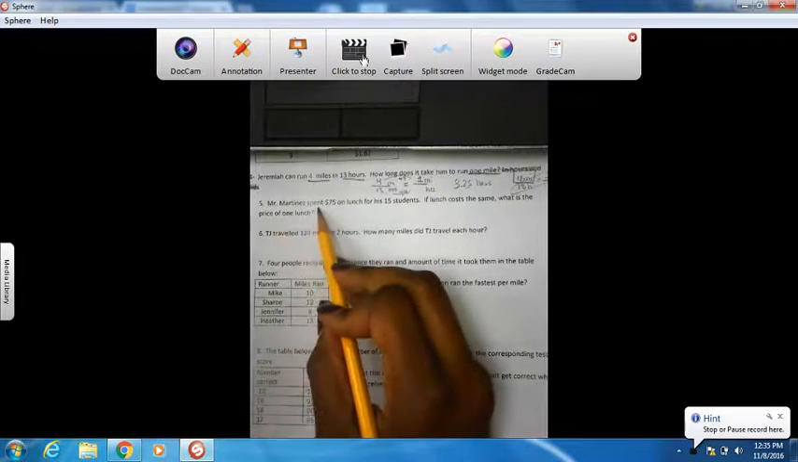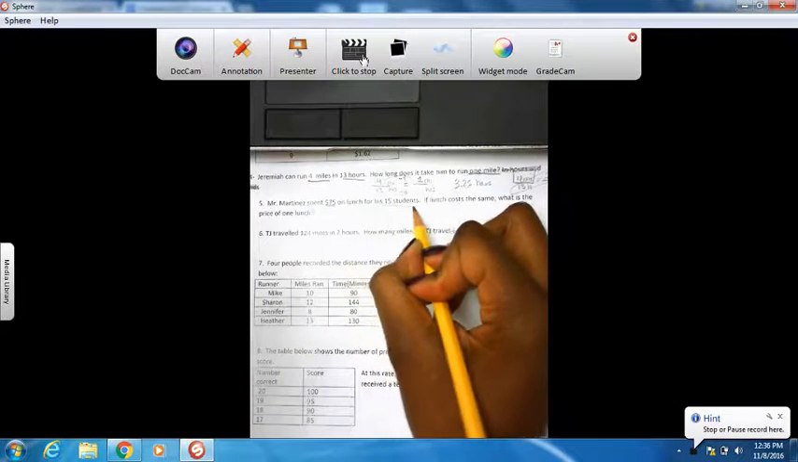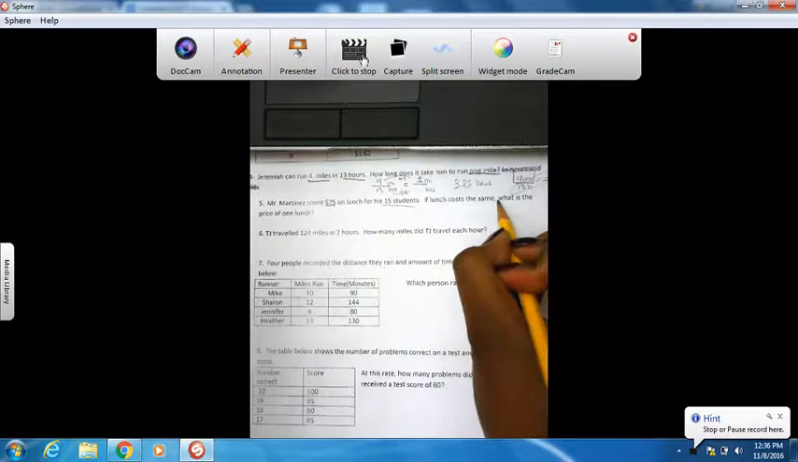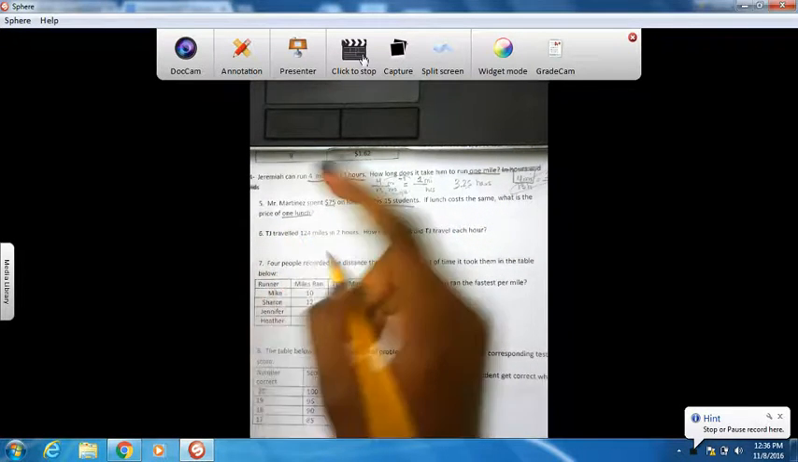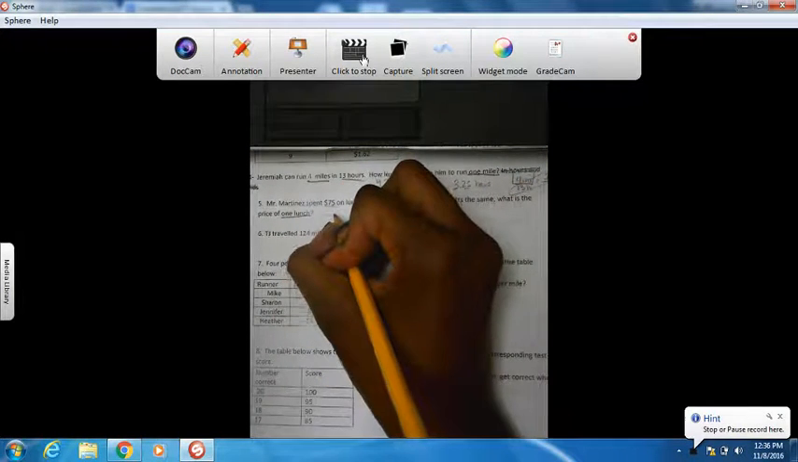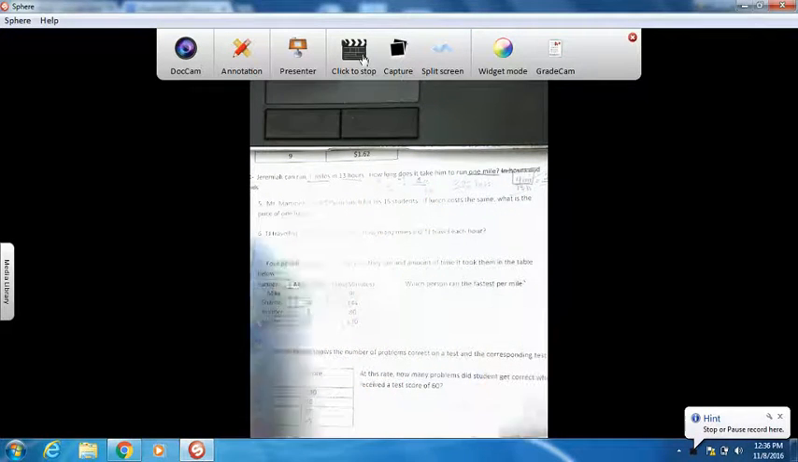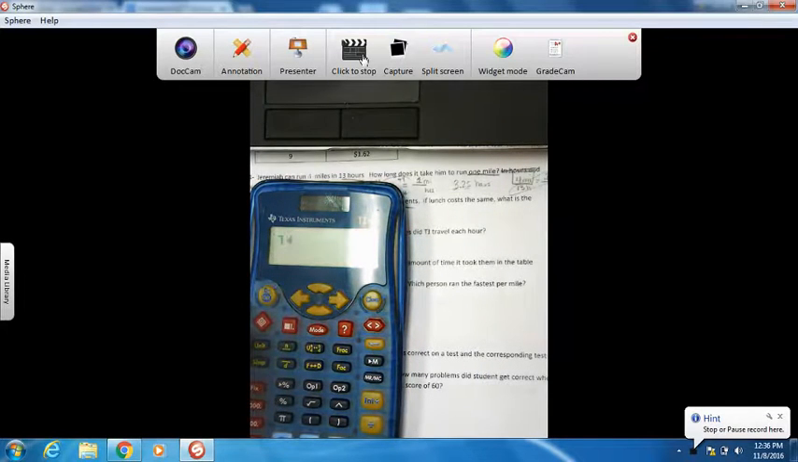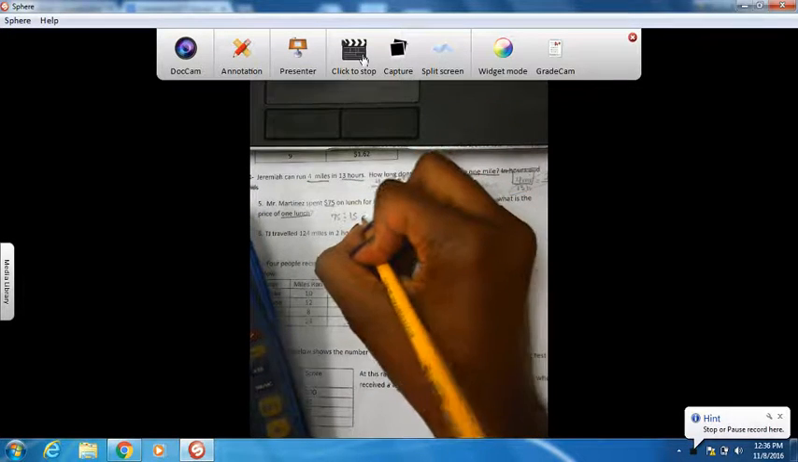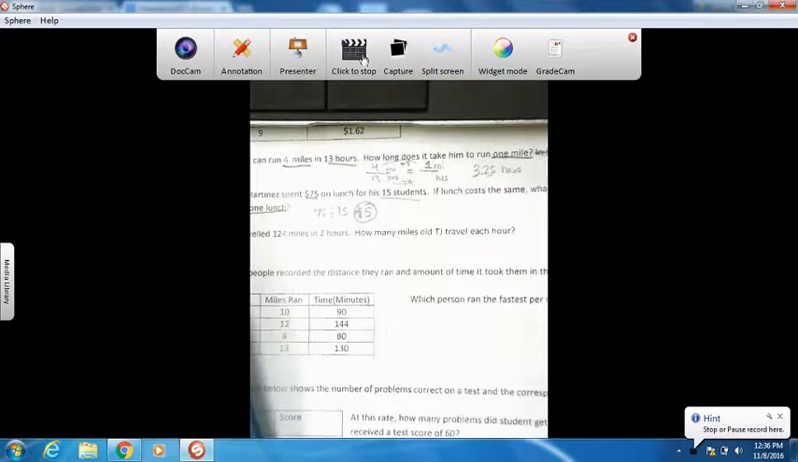Mr. Martinez spent $75 on lunch for his 15 students. If lunch costs the same, what is the price of one lunch? So some of you are already thinking that, hey, I can just divide the price by how many students he paid for. So you could easily do 75 divided by 15, and it gives you 5. $5 per lunch.